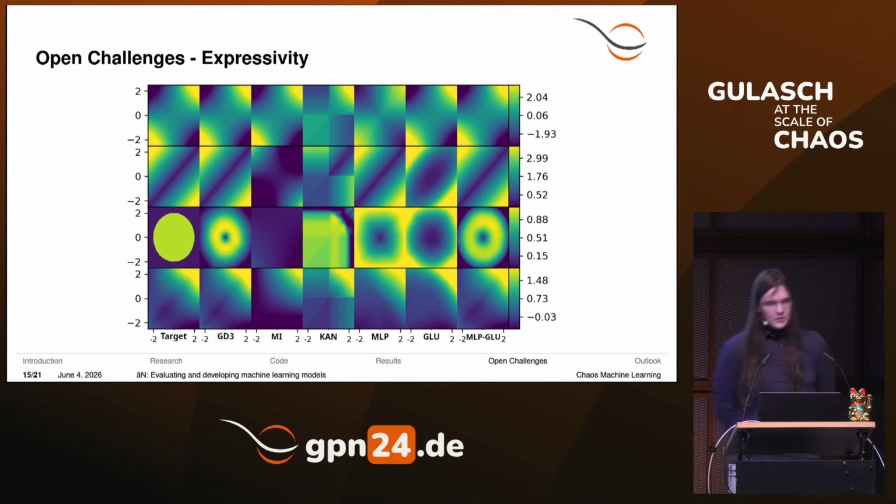Now, I want to come to some open challenges, one of which is expressivity. What you see here is that on the left side you have a target distribution. The x and y coordinates are independently sampled from standard Gaussian distributions. That's why you see this yellow border here, because that's not really where a lot of the distribution density is. And what these models do is they try to approximate this distribution.